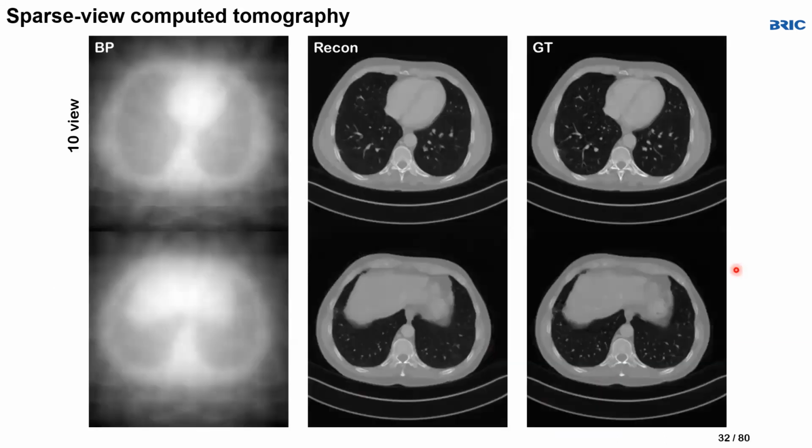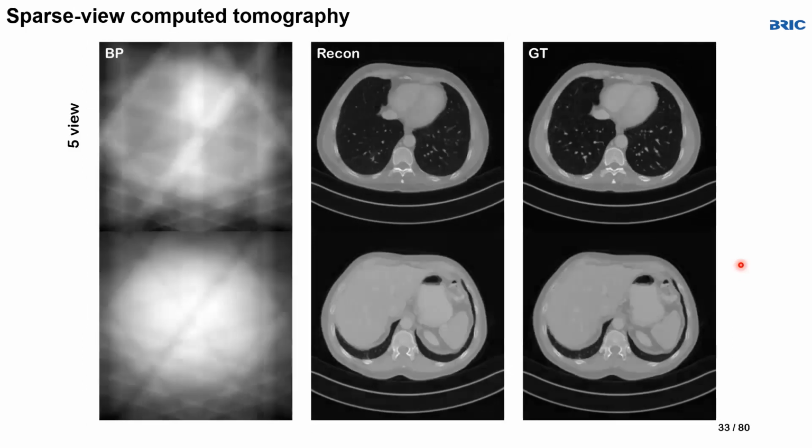Now, in this case, we apply the same iterative projection scheme of diffusion models to the case of sparse view CT reconstruction. Here we see that even from very sparse measurements, such as 10 view, our method is able to reconstruct an image that is very close to the actual ground truth. Again, when we push it down to 5 view, we are still able to achieve decent reconstruction that closely matches the ground truth.